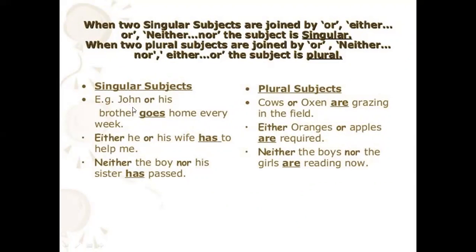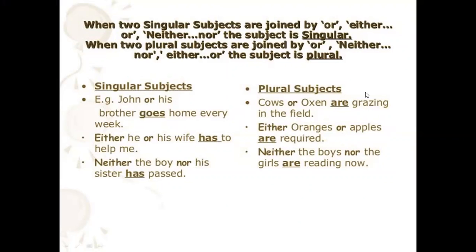For example, John or his brother goes home every week. Here, when two singular subjects are joined by or, the subject is singular. Here goes is a singular verb. Then, either he or his wife has to help me. So if we add either or, the subject will be singular. Neither the boy nor his sister has passed. So listen carefully. When two singular subjects are joined by or, neither nor, the subject is singular.